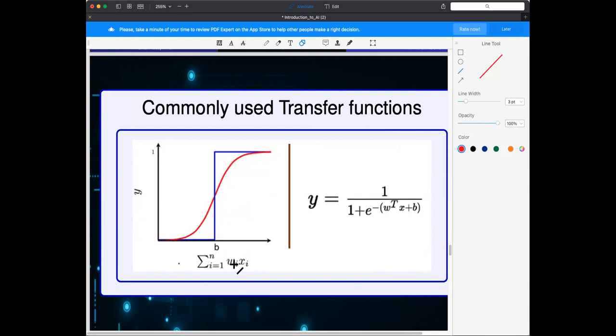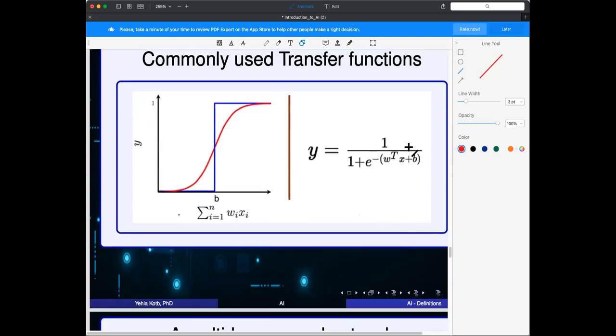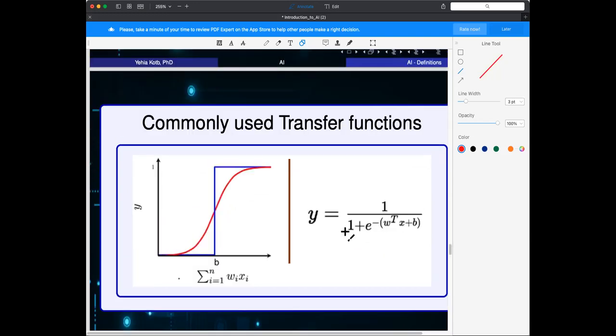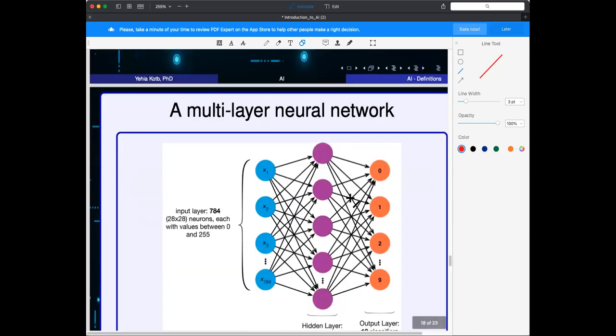This is called the sigmoid function. The input for the function is the weighted sum: every input multiplied by its weight, and then you sum them all up. You input that to the sigmoid and it gives you an output. What is the sigmoid? Here it is: 1 plus e to the power minus the weights multiplied by the inputs plus b. This is, of course, the weight vector multiplied by the input. You will do that by hand next time, so you will understand it very well.